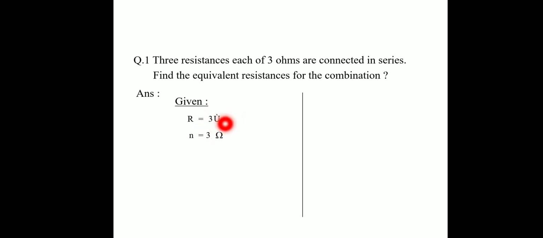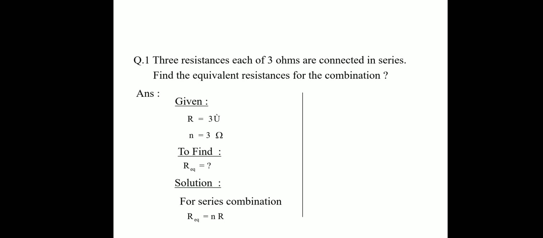Fine. Then what do we have to find? We have to find the equivalent resistance, because there are 3 resistors and every one has one value. So what we can do is multiply value of each resistor to the total number of resistors. R equivalent is equal to total number of resistors into value of each resistance. So this will be R equivalent is equal to how many resistors are there? As you can see, 3.